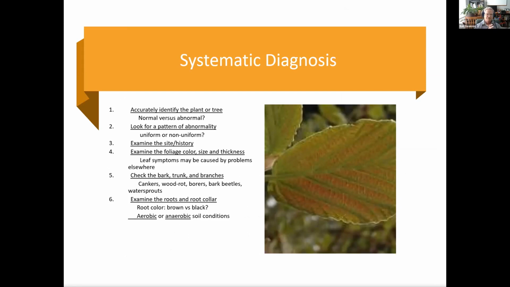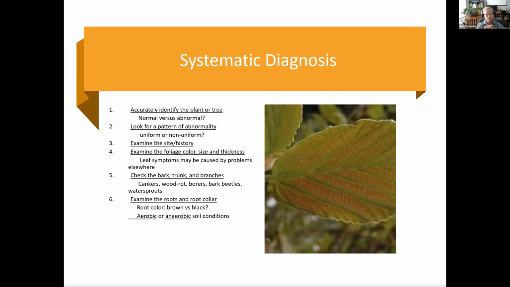One, accurately identify the plant or tree. Know exactly what it is that you're looking at. Am I looking at a white oak, a swamp white oak? Am I looking at a northern red oak? Am I looking at a southern red oak? Am I looking at a bastardization of a red oak? Know the plant that you're looking at. Know how it should be so that you can identify normal versus abnormal.